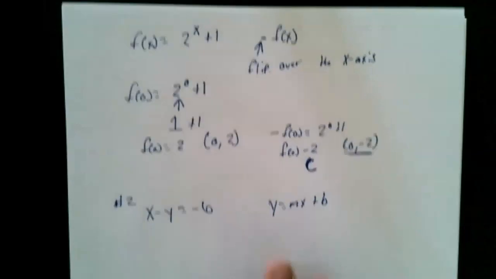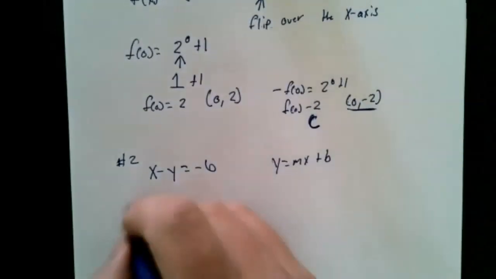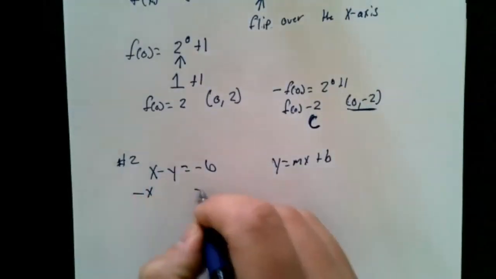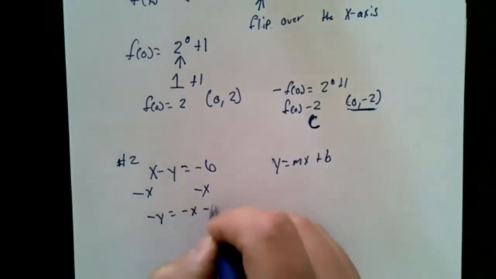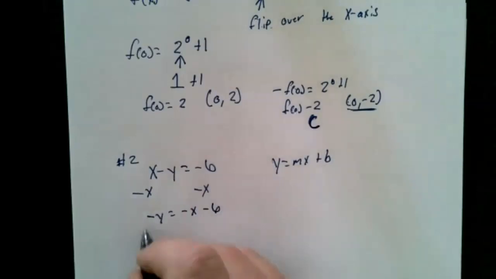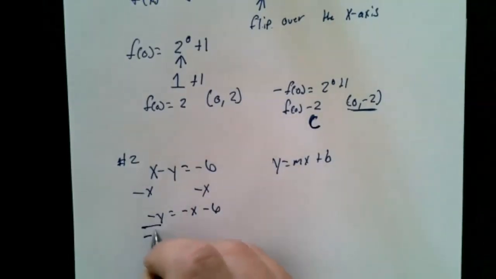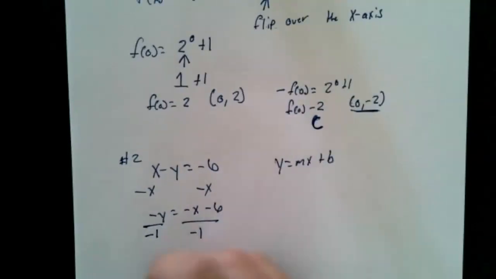If we isolate the y variable by subtracting x from both sides, we have a negative y is equal to a negative x minus 6. Then, because there's a coefficient of negative 1, we have to divide each side by a negative 1, which shows that y is equal to x plus 6.